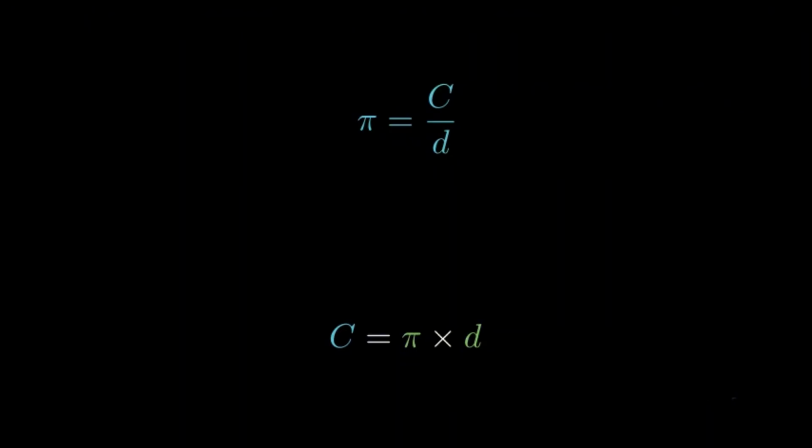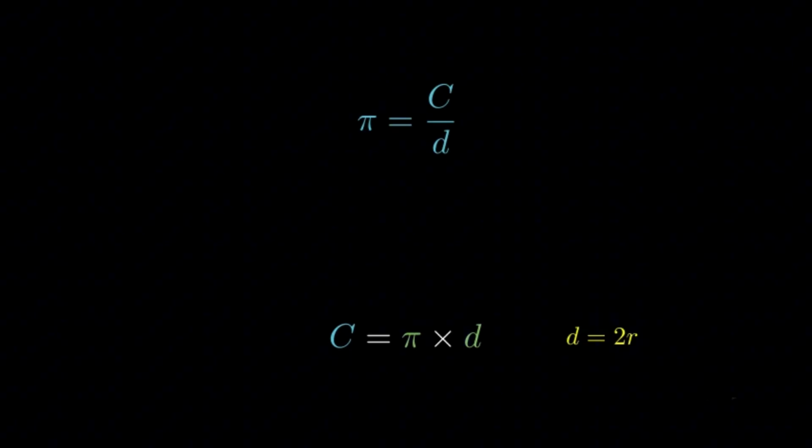If pi equals c divided by d, then we can multiply both sides by d. On the left side, d and d cancel out, and on the right side, we get c equals pi times d. We know that the diameter of a circle is twice its radius, so we can substitute d equals 2 times r into our equation. This substitution is useful because in many geometric problems, we're often given the radius rather than the diameter.